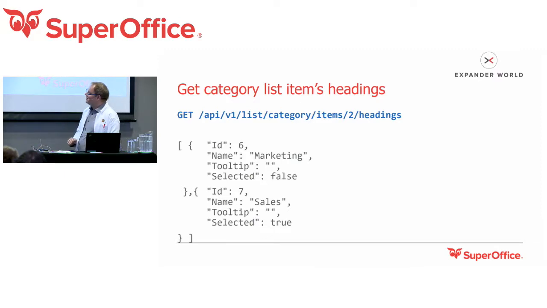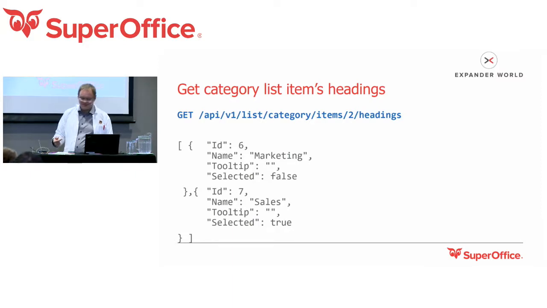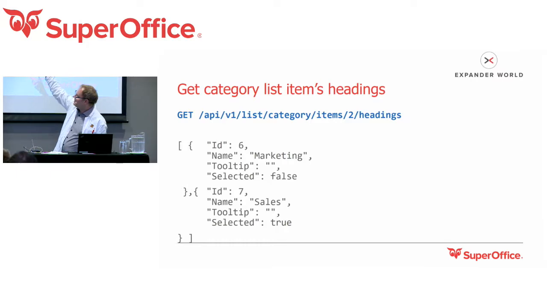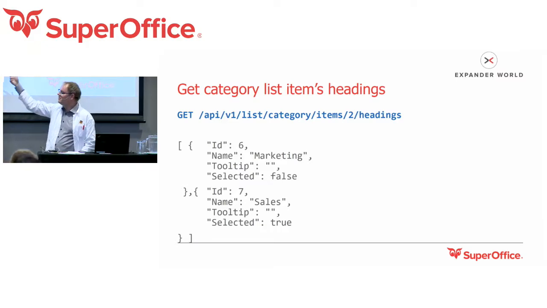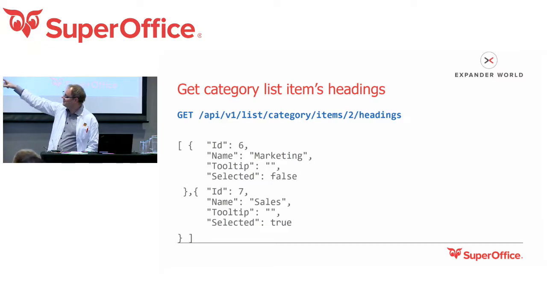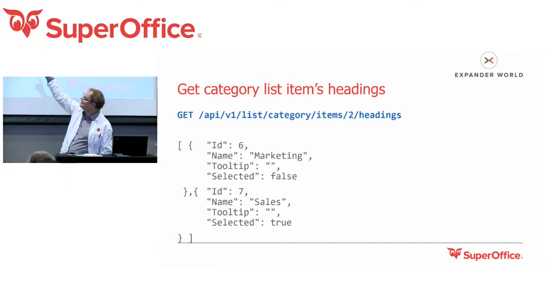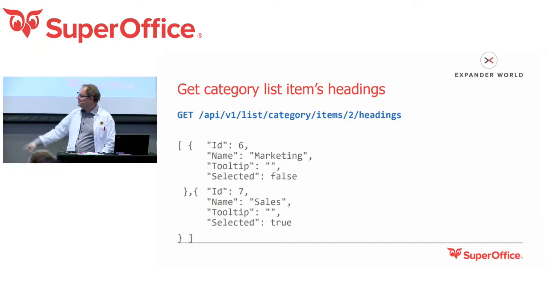And then if we have a particular list item, so item 2 is one of the list items, it has a headings property on it, which tells us, okay, this list item is included in which ones are the headings. So in this case, it's like, okay, this list item 2 goes under sales, since sales is here and it's selected.